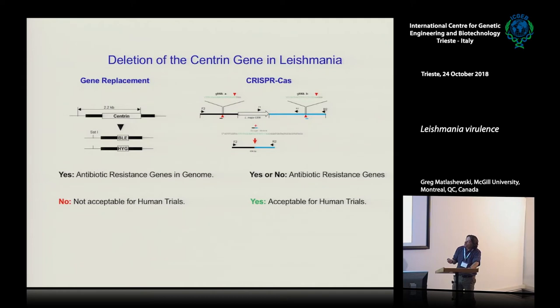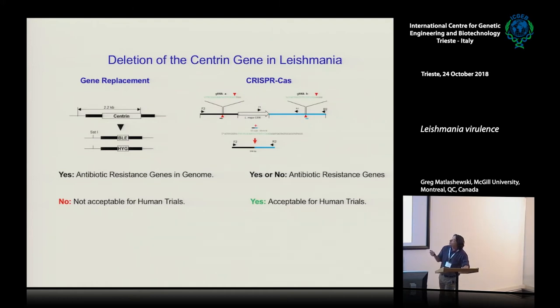So what we did in this collaboration is to work with Hira to, again, make a centrin knockout, but without using the antibiotic-resistance genes. The collaboration we did was to use a guide RNA to remove the centrin gene and then patch it together without antibiotic-resistant genes. Now that would allow the parasite to move to clinical trials, because this one cannot go to clinical trials. This one, we're hoping, will go to clinical trials. So we're at that stage now.